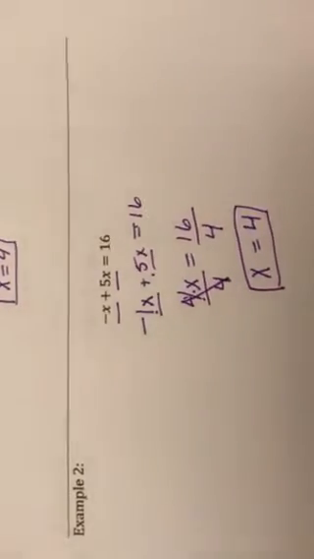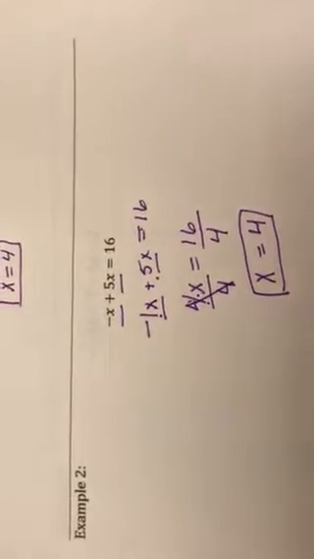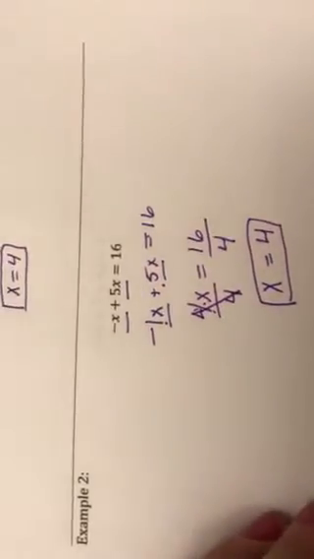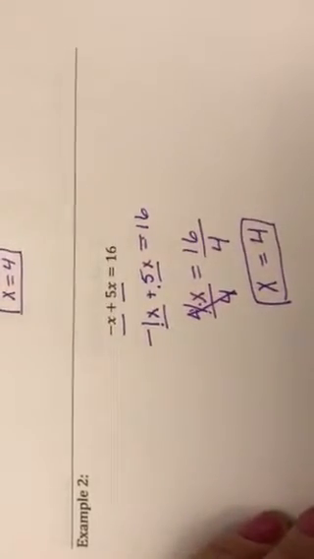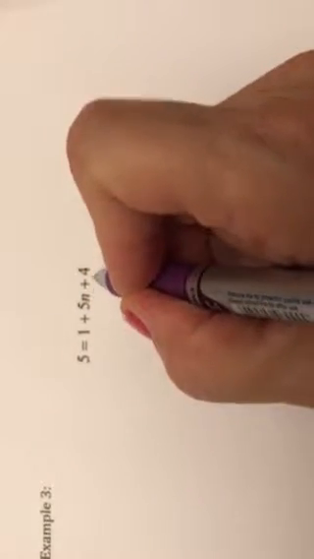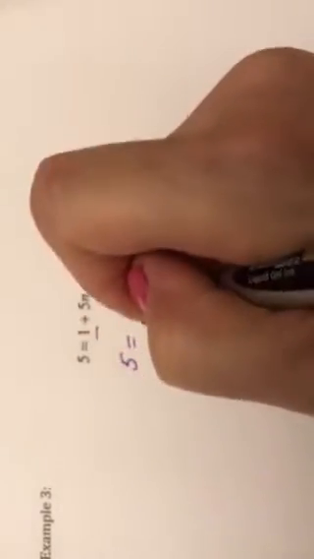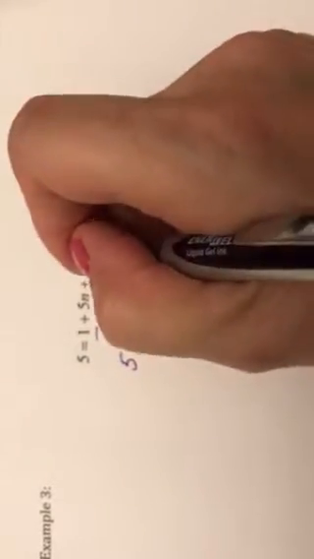Now we're going to do something a little bit different with these, where we now have different types of terms on one side of the equal sign. So for example 3, we have this problem. We have 5 equals 1 plus 5n plus 4. And you're looking at it and you wonder, what are the like terms? Well, the like terms are the constant terms, or the numbers. So I have 5 equals 1 plus 4. We're going to combine those numeric terms.